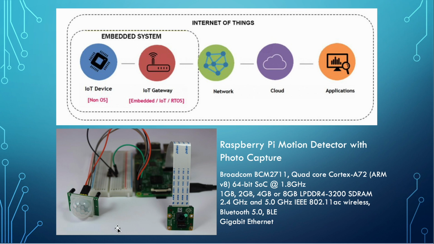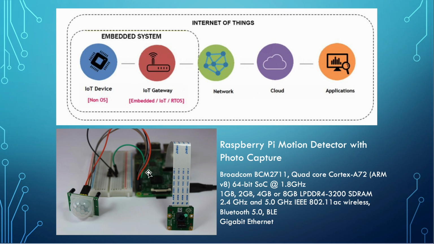How all these embedded systems are connected with sensors and actuators, right? This is another example to show you visually how these are connected, right? You have a motion sensor. Those motion sensors will be feeding data to the Raspberry Pi.